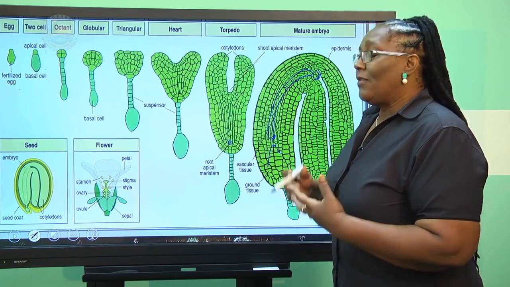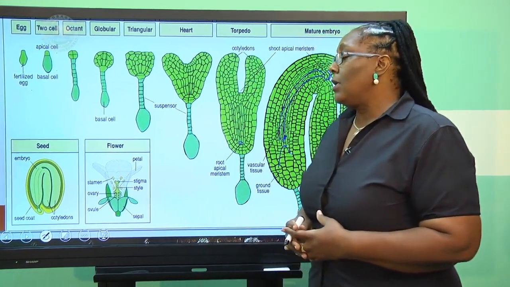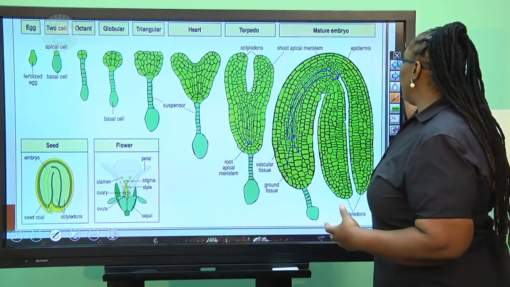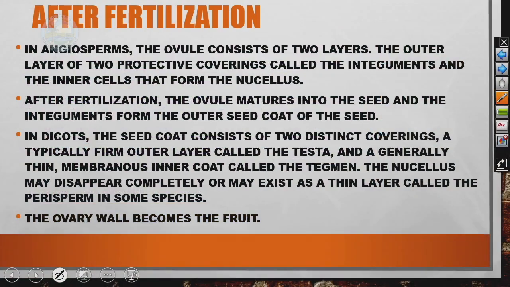So we would have seen that we went from a flower, and eventually we go to a seed, and from the seed we can have a matured plant. Good. After fertilization, in angiosperms, you know what angiosperms are. Those are modern day plants. So you have dicots and monocots. You know, the plant kingdom is divided up, and the most matured plants are the angiosperms, the dicots and the monocots.